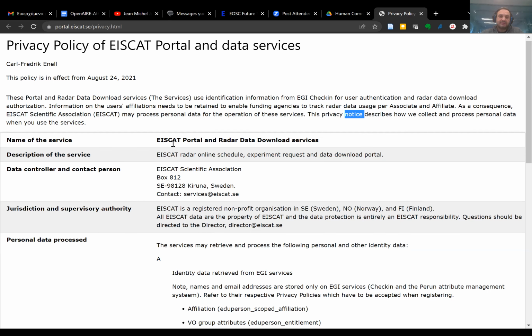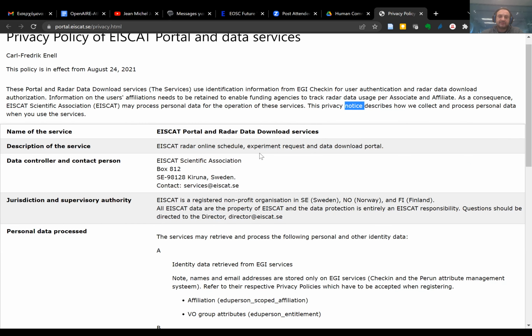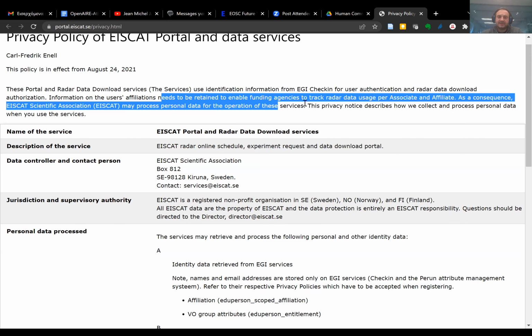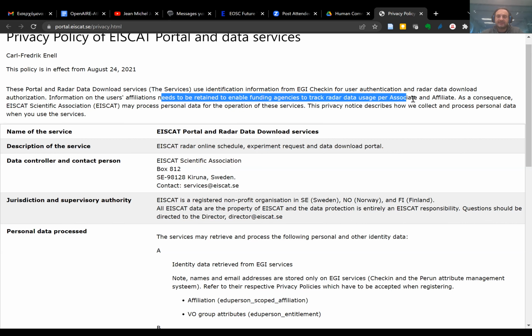Good to know the name of the service, description of the service, radar online schedule. Now, this is correct, the description of the service. The question is, you see in the preamble that the information needs to be retained to enable funding agencies to track grant data usage per associate and affiliates. I would like some of the description of that element to be expressed here. So for instance, what I would do, I would have this description of the service. Of course, request and data download portal, it includes that those who can request and download the data can also be funding agencies. But if you wish to be more explicit, you can be here.